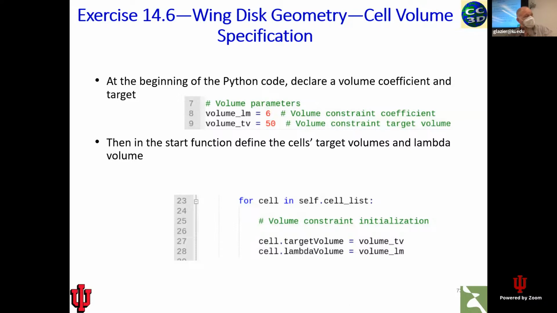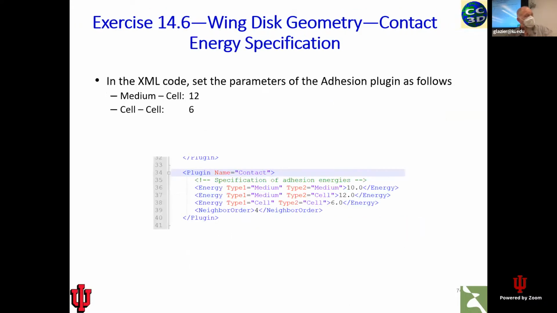Okay. And we're going to have to change the adhesivity just a little bit. In the XML, we'll make cell medium, doesn't matter, make cell medium energy of 12, cell of 6.